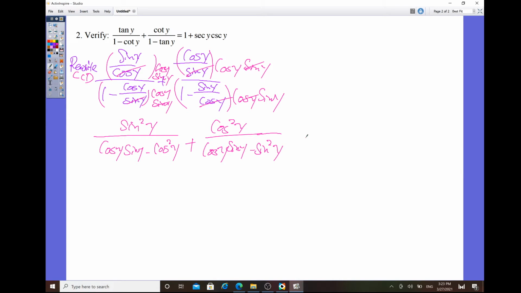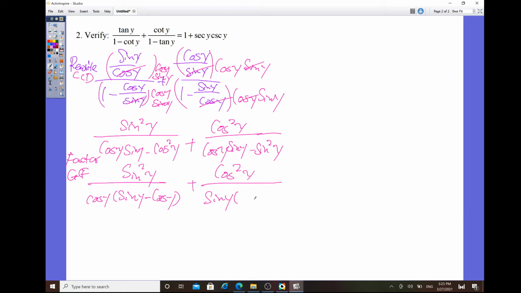And now you might be wondering, how do we combine this together? It looks like they're kind of close with the denominator. Before we find the LCD for these 2 binomials, we want to factor this a little bit. So take out the GCF, which is cosine of y, times sine of y minus cosine of y. Sine square of y, just bring it down. Okay, so for the other rational expression, cosine square of y, bring it down, and then take out the GCF, greatest common factor. So we do have sine of y times the quantity cosine of y minus sine of y.